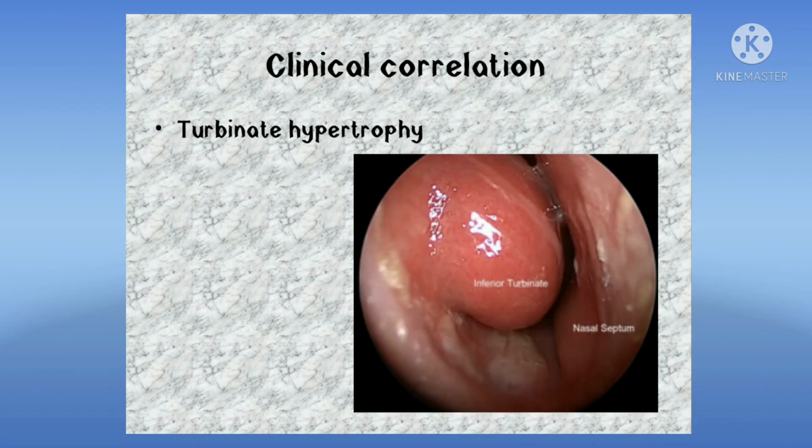Next, the clinical correlation of the lateral wall of the nose. Turbinate hypertrophy. Hypertrophy of the mucosa over the inferior nasal concha is a common feature of allergic rhinitis, which is characterized by sneezing, nasal blockage, and excessive watery discharge from the nose.